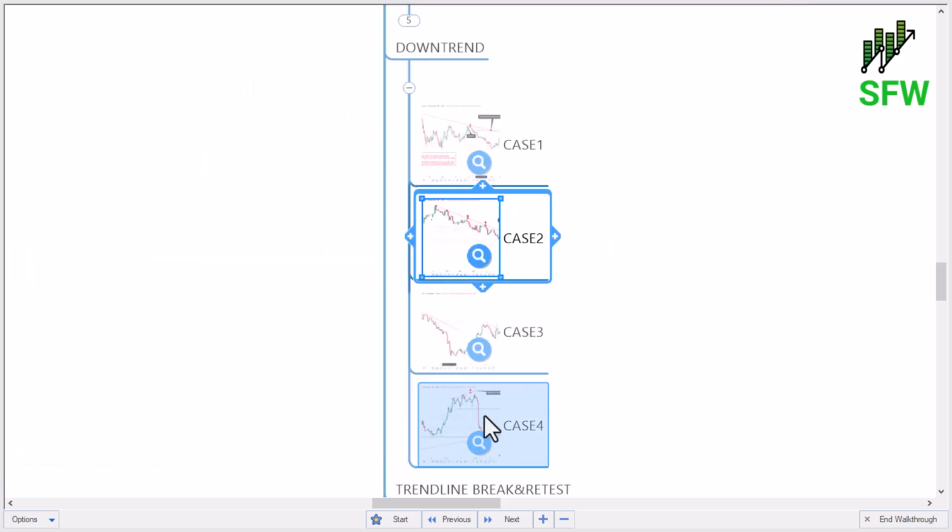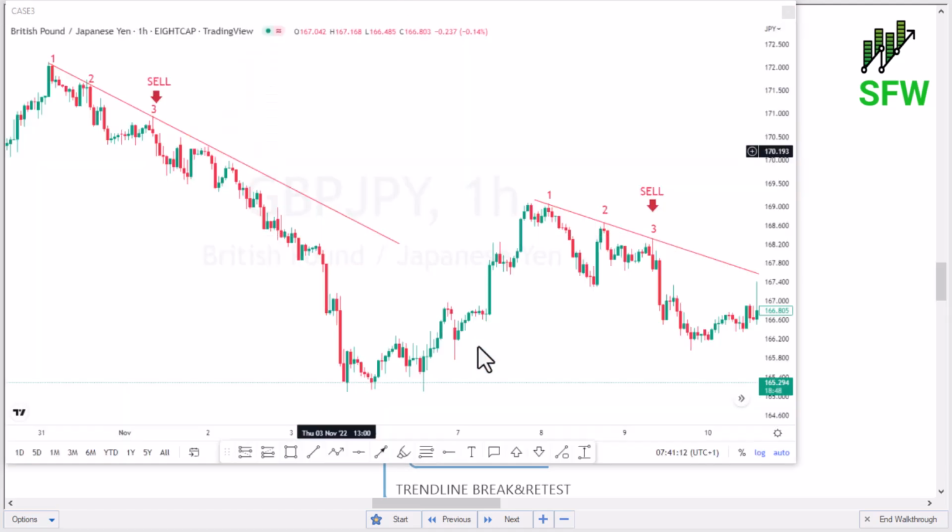Finally, case 3. You see, point 1, point 2. For the third time, it bounces on the trend line and bounces back down. Point 1, point 2. For the third touch, it bounces down. These phenomena always occur in any currency pair you trade.